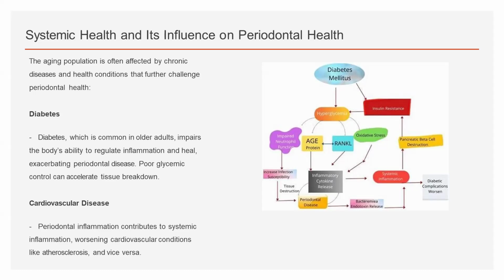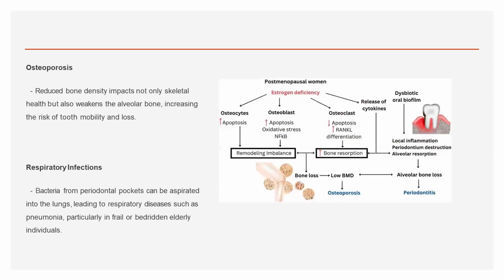Cardiovascular diseases are a form of systemic inflammation. Periodontal inflammation also contributes to systemic inflammation, which can worsen cardiovascular conditions like arteriosclerosis. Osteoporosis, or reduced bone density, which can be seen in the elderly population, not only affects skeletal health but also weakens the alveolar bone, leading to increased risk of tooth mobility and tooth loss. Respiratory infections are common: bacteria from the periodontal pocket or the biofilm can get aspirated into the lungs, leading to respiratory diseases such as pneumonia, particularly in bedridden elderly patients.